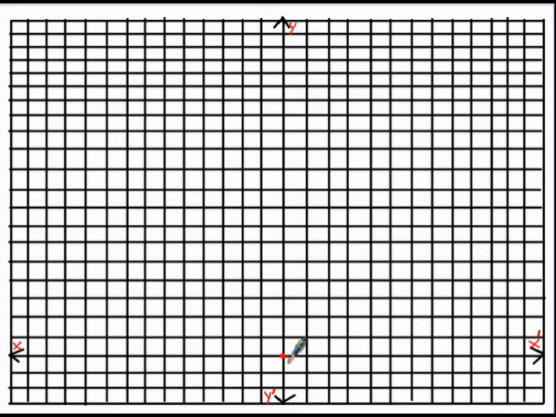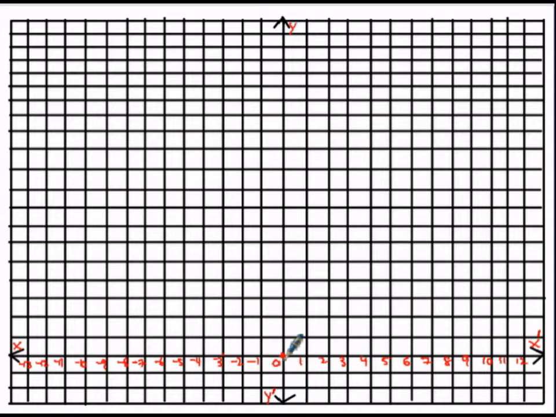Here I want to write the values. This is positive 1, 2, 3, 4, 5, 6, 7, 8, 9 and 10, 11, 12, and on the left hand side we will be getting -1, -2, -3, -4, -5, -6, -7 and so on. The intersecting point will be 0.